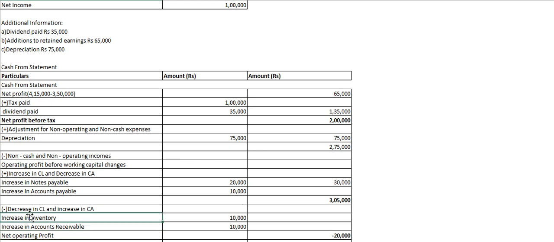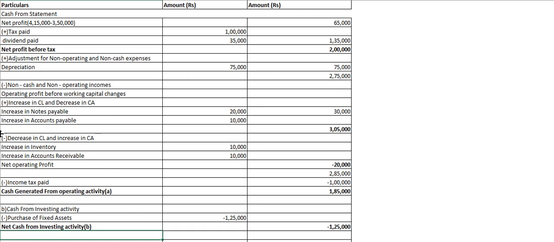So now what you will do, decrease in current liability and increase in current asset. So if you see, these current assets have increased. So 10,000 is the increase. So you will minus, because minus decrease in current liability and increase in current assets. So the resultant figure will have a minus figure. 10,000 plus 10,000 is minus 20,000. So 3,05,000 minus 20,000, you get 2,85,000.